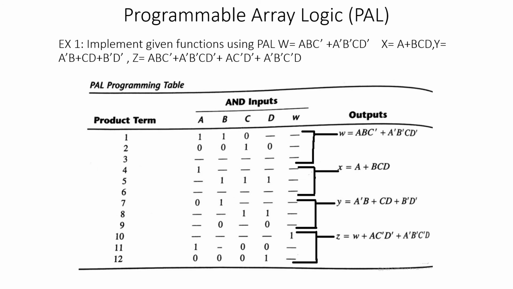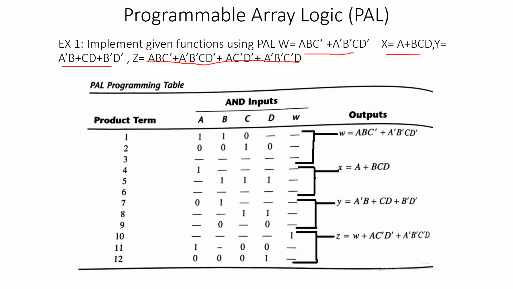Programmable array logic, PAL. Implement given functions using PAL. W is equivalent to 2 minterms, X equivalent to 2 minterms, Y equivalent to 3 minterms, and Z equivalent to this many minterms. So Z can be written as W plus AC'D' plus AB'C'D'. So see, totally how many product terms are there? 1, 2, 3, 4, 5, 6, 7, 8, 9, 10, 11. 11, right? So if you replace the first two terms with W, it also comes under 12.